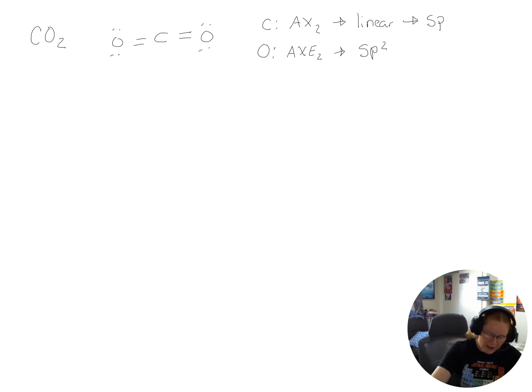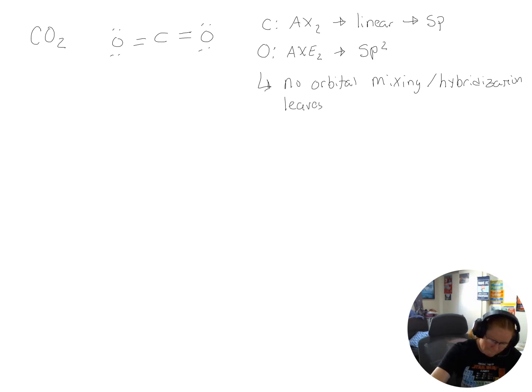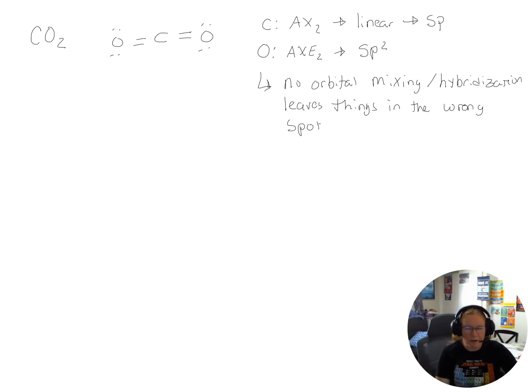And so what happens here is that no orbital mixing or hybridization leaves things in the wrong spot. Okay, and so if we didn't have this, then we wouldn't actually be able to get oxygen to form the sigma bond and the pi bond that's necessary. All right, so let's look at our orbital diagrams.